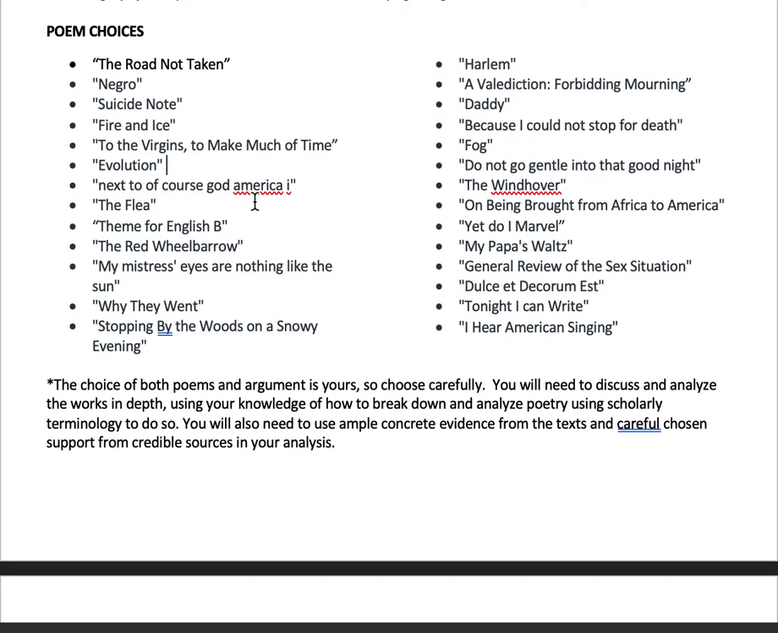And then my third main idea might be that the movements in which they were written were very different. Whether you're talking the Romantic movement or early modern movement, the political situation was different, the social situation was different, and I would pull in quotes to show how those differences are reflected in the poems.